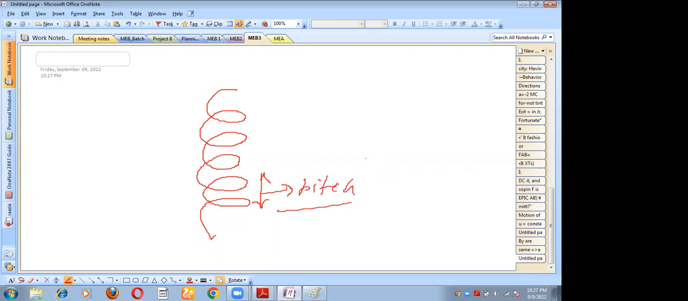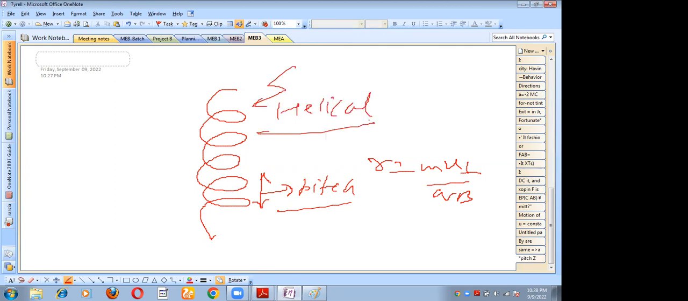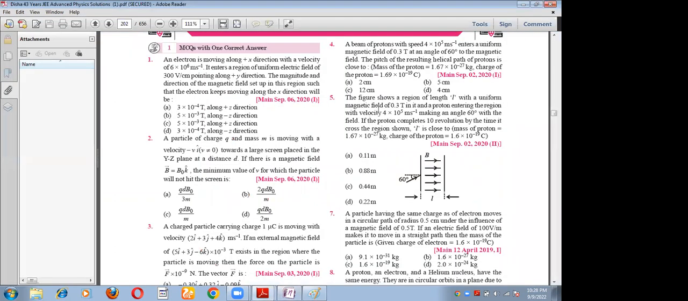And in that case, radius is given by m v perpendicular upon qB. We have to take the perpendicular component, right? So I think from this, you all are aware what is pitch. When the charged particle enters the magnetic field not perpendicular, the path of the particle is helical. This all you know? Yes, sir. So based on that, let us do one question so that you can clarify your concept.